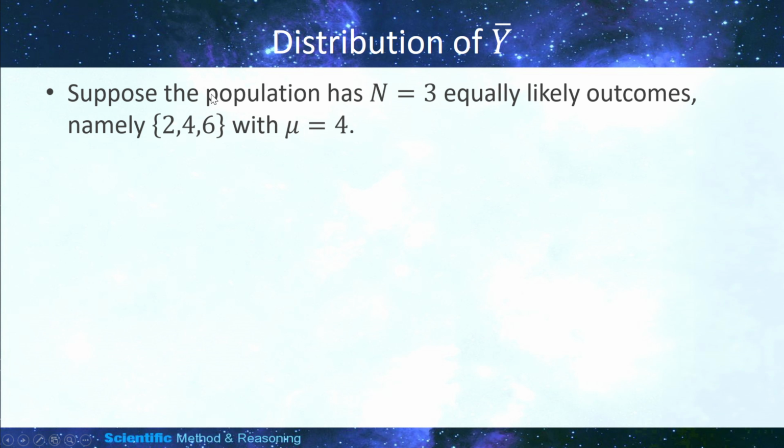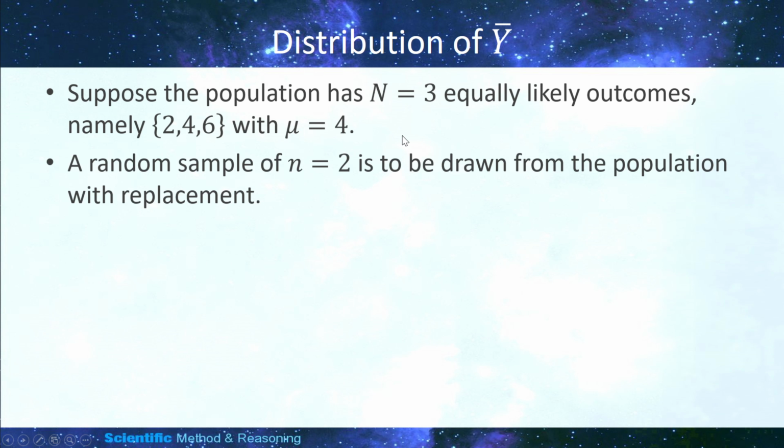For example, let's consider a population with only 3 elements, 3 equally likely outcomes. That means, for example, the 3 outcomes are 2, 4, and 6, each with a probability of occurrence of 1/3. And notice that the mean of these 3 elements is 4. 2 plus 4 plus 6 equals 12, divided by 3, so the population mean is 4. Now, a random sample of n equals 2 is to be drawn from the population with replacement.